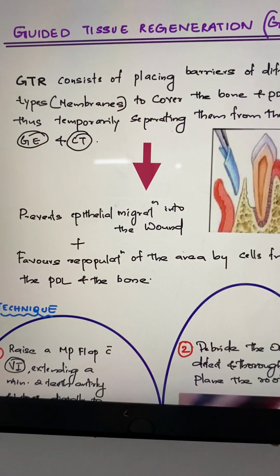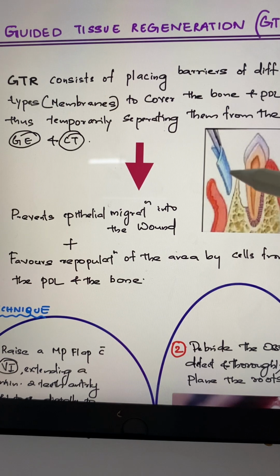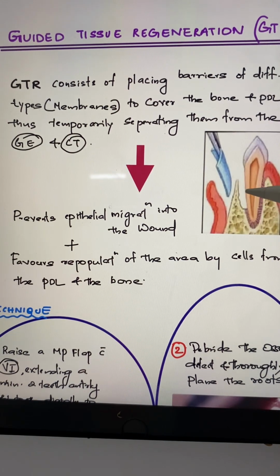This GTR consists of placing barriers of different types, like a membrane. If you see the picture, this is a membrane. This acts as a barrier. Why do we use this barrier? This barrier is used to cover the bone and the periodontal ligament. See, this is the bone, this is the periodontal ligament. We need to separate this from the epithelium and connective tissue. To cover the bone and periodontal ligament, we place this membrane here so that it separates them from the gingival epithelium and also the connective tissue.